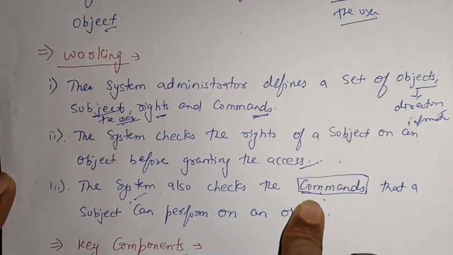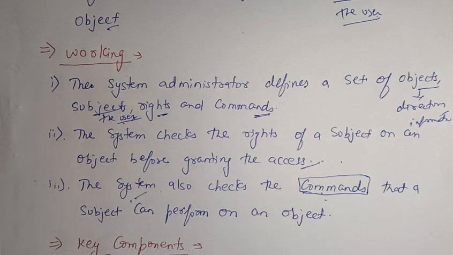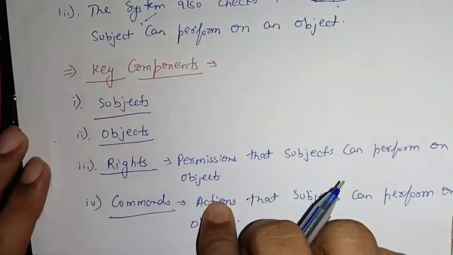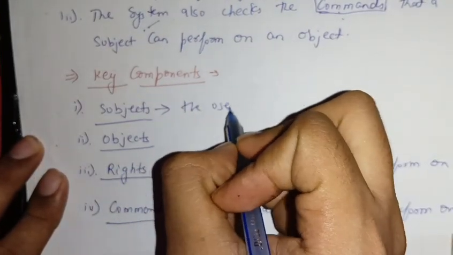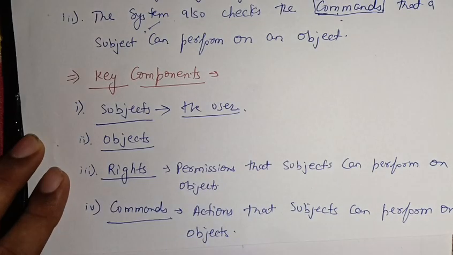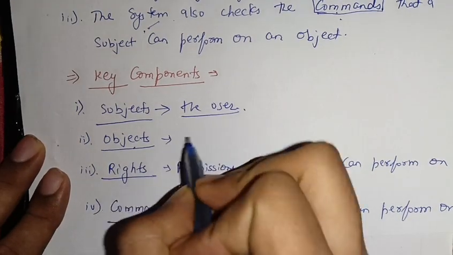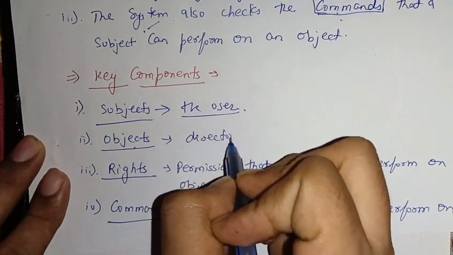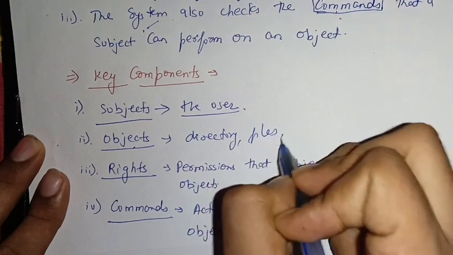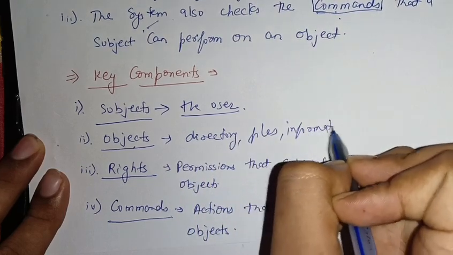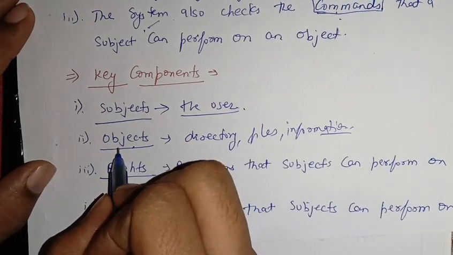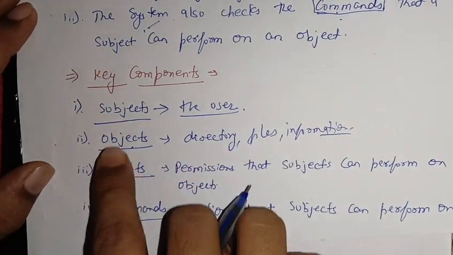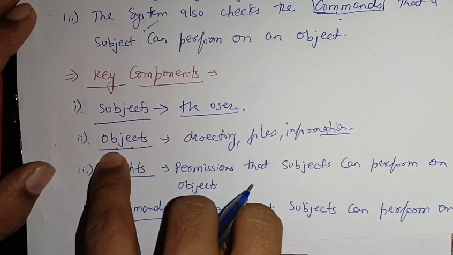So these are the three working steps, and on this basis the Graham-Denning access model works. What are the key components? Subject, as you already know, is the user or the authorized person who has the access. Second is the object. An object is nothing but directories, files, information, anything. Whatever information or data of an organization is stored, it is called objects.